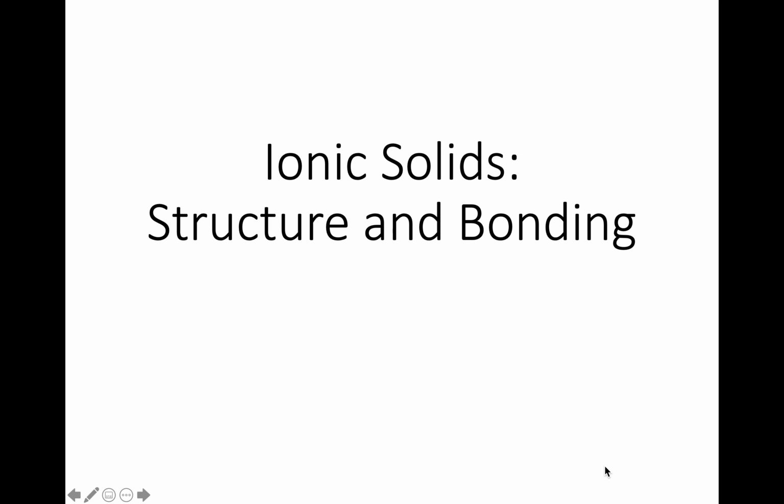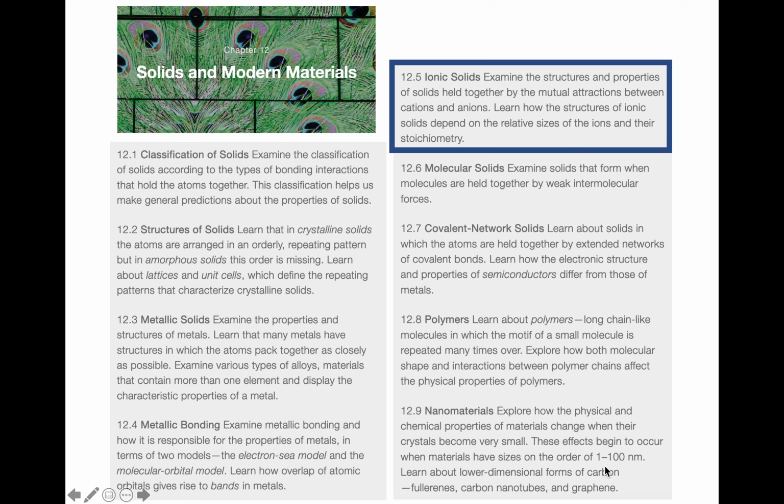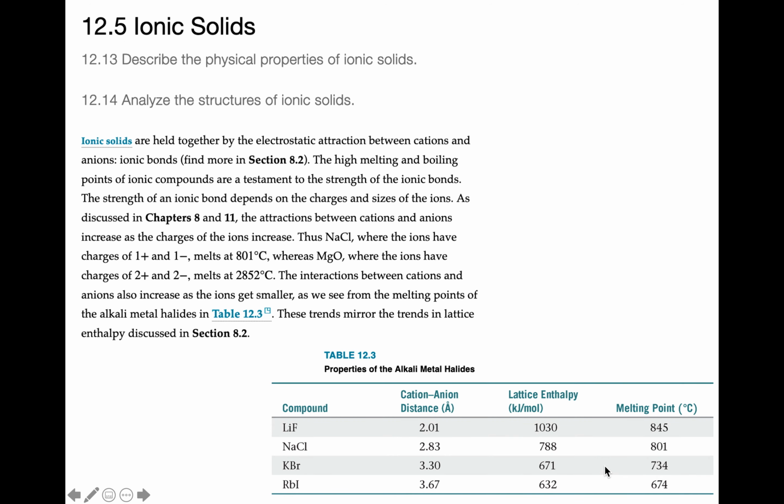In this video, let's look at the structure and bonding that takes place in ionic solids. Within the BOB textbook, 12.5 Ionic Solids, the description is, let's examine the structures and properties of solids held together by mutual attractions between cations and anions, and learn how the structures of these ionic solids depend on the relative size of the ions and their stoichiometry. So let's look more deeply at those ideas.